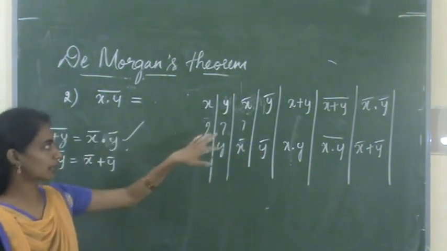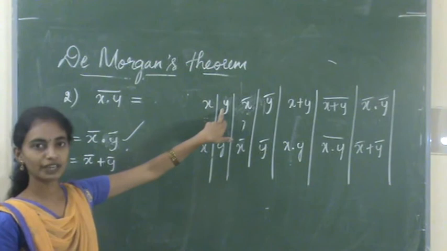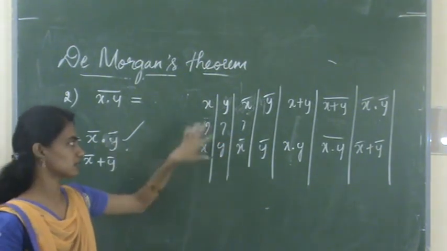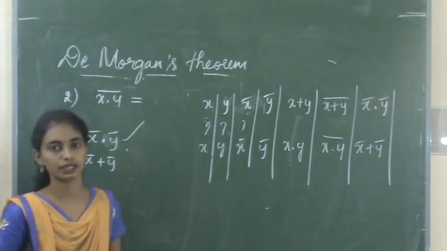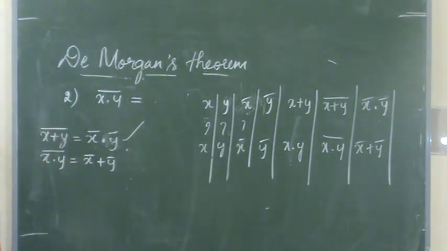Okay, so I told you now. So we have two variables, which means we have four possible combinations. Write those four possible combinations. Okay, so this is about De Morgan's theorem.